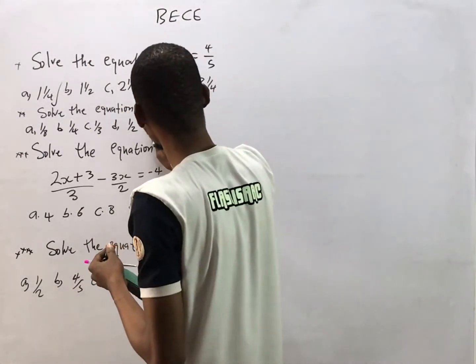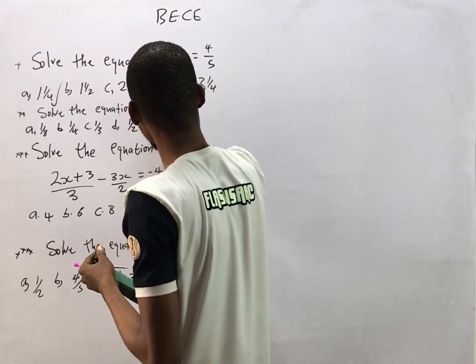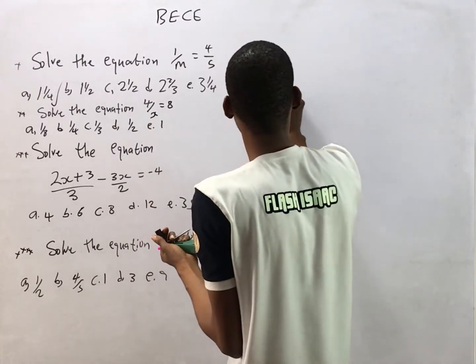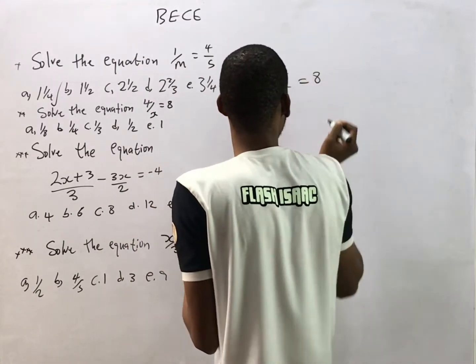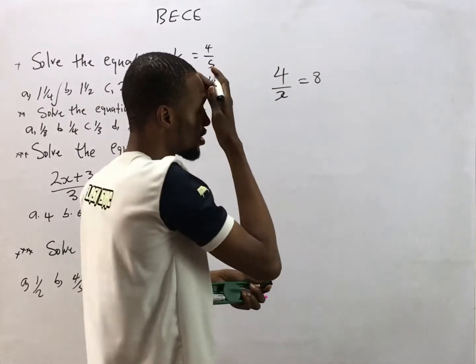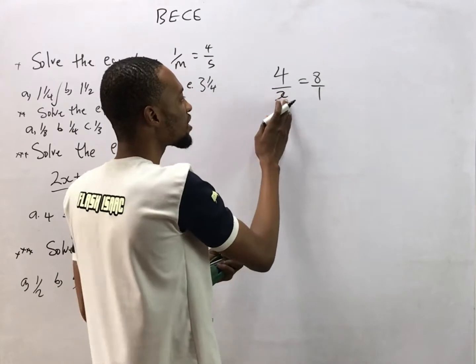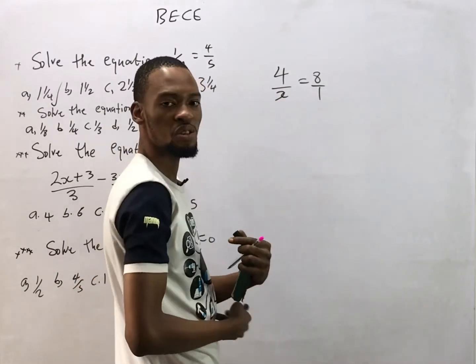This is obviously 4 over s. So if that's 4 over s, that means you are solving the equation 4 over s is equals 8. Now take a look at this. This 8 is the same thing as 8 over 1, right? So we have this here, we have this here. To solve this, just cross multiply.